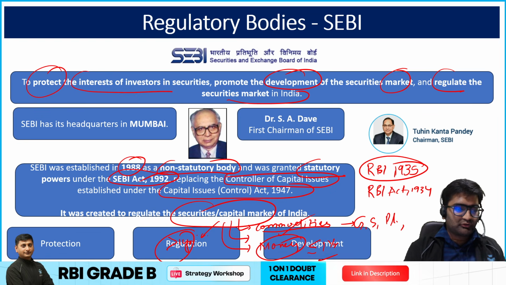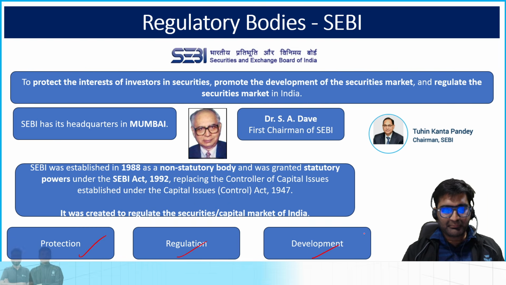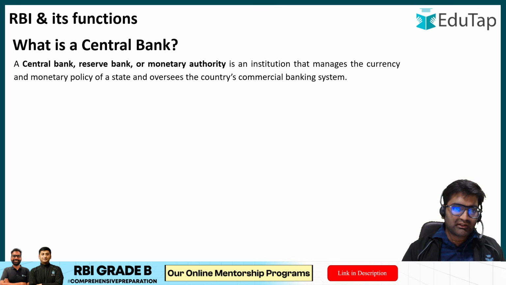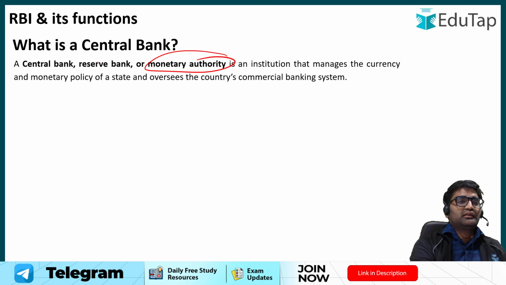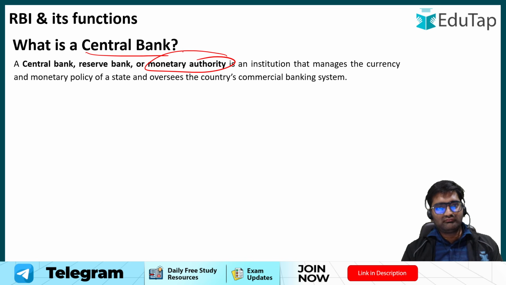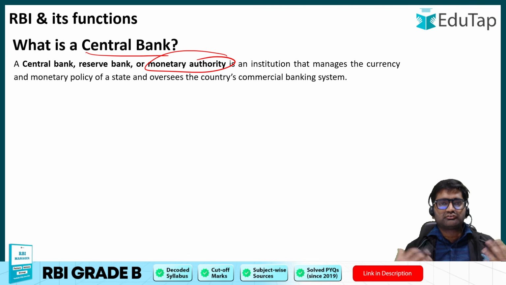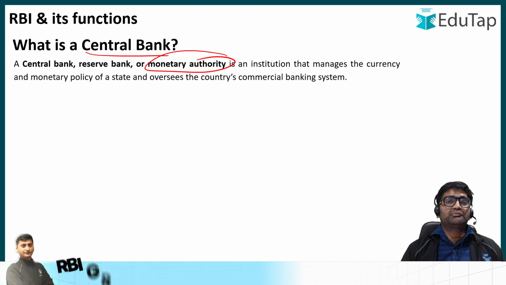Now moving ahead, if we talk about the role of SEBI, it is involved in protection, regulation and development of the capital market sector. Now talking about RBI, it is a central bank. It's also called the Reserve Bank and the monetary authority. Okay, why the central bank? Because that is the bank which is the center of all the banking institutions in India, more so other entities also like NBFCs and others. Okay, it's also the monetary authority.